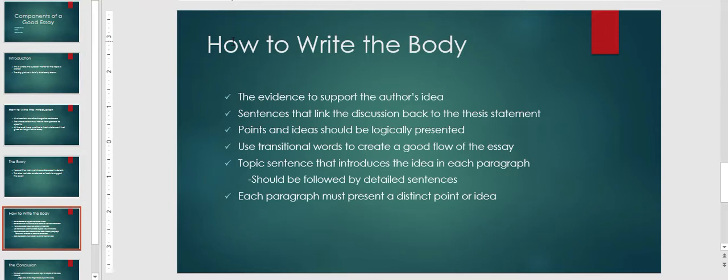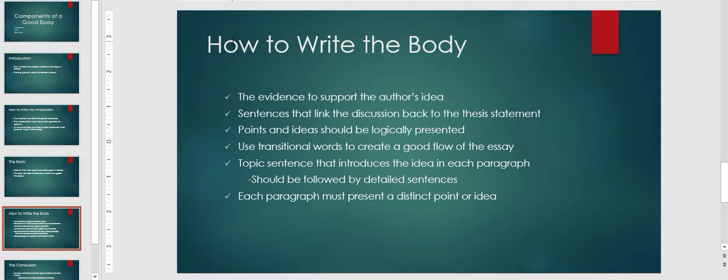The topic sentence must be there to introduce the idea in each paragraph. Please let's agree at this point that every paragraph in the body must contain the topic sentence. The topic sentence usually is the first sentence in each paragraph. And your topic sentence should give the reader an idea of what that paragraph is going to be talking about. And your topic sentence should be followed by detailed sentences. The detailed sentences will be there to support whatever fact or whatever statistic has been put in the topic sentence.